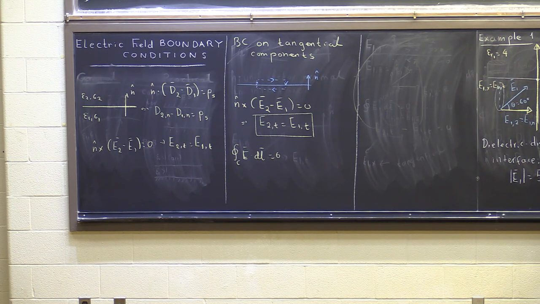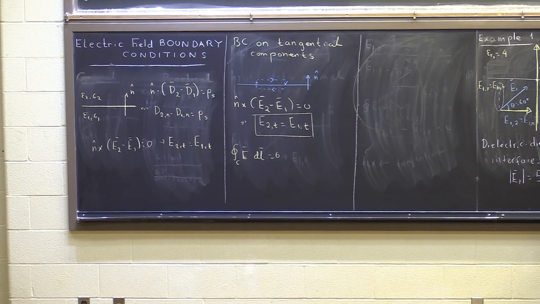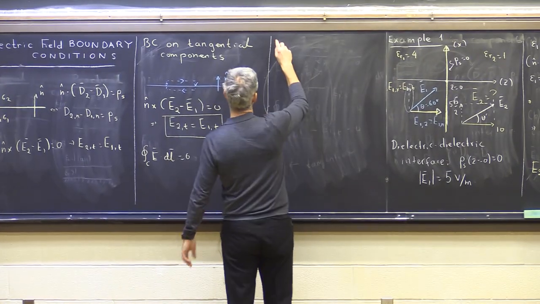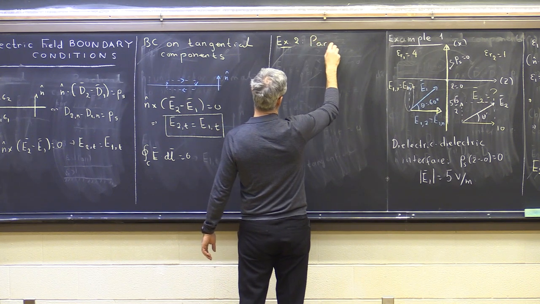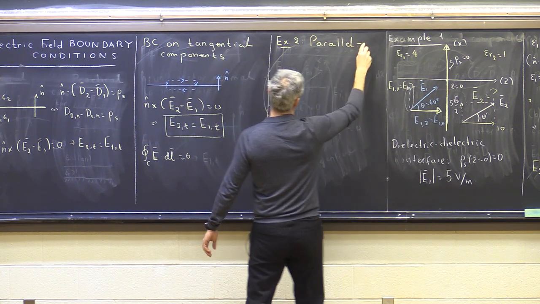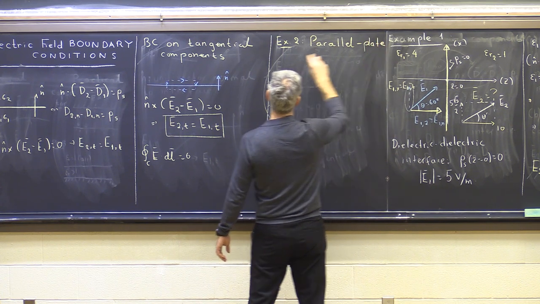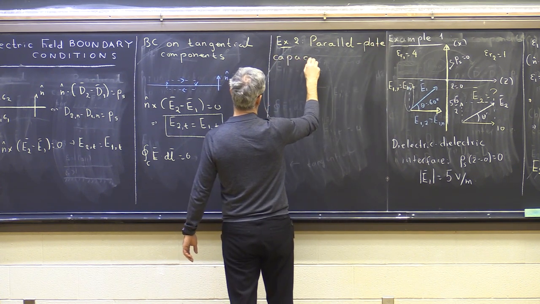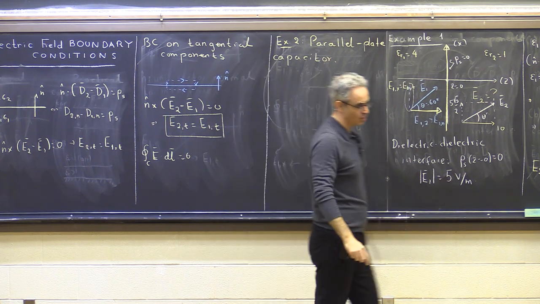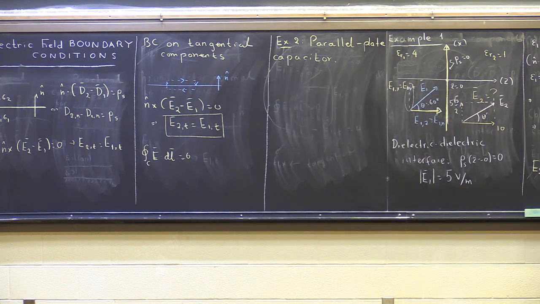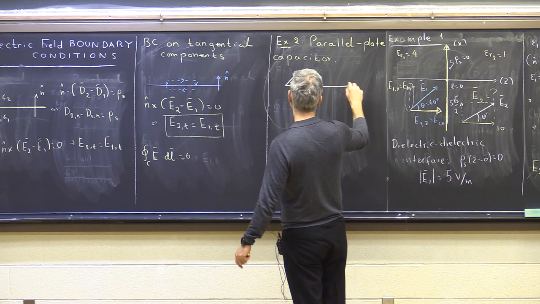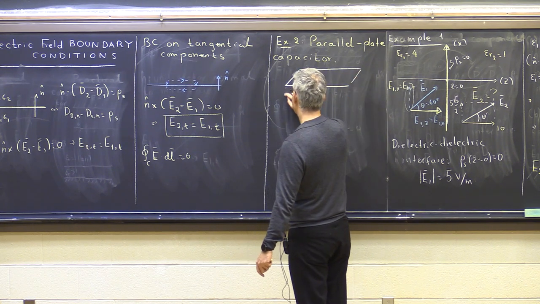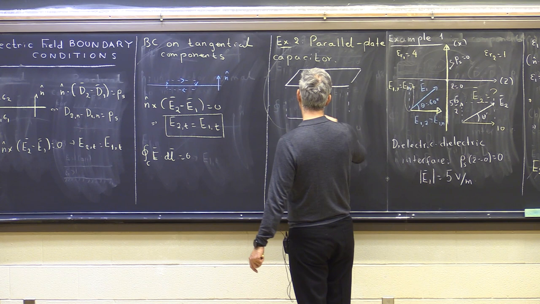Okay, any other questions? All right, so let me then go back. This is the second example, the parallel plate capacitor. The parallel plate capacitor, we have seen it multiple times. It is because it's actually a very important structure, very simple, but at the same time very important.